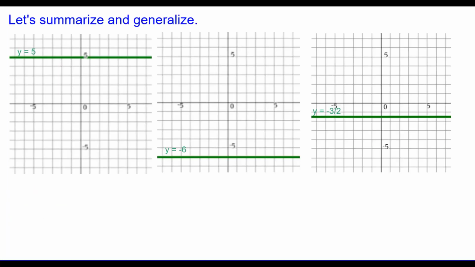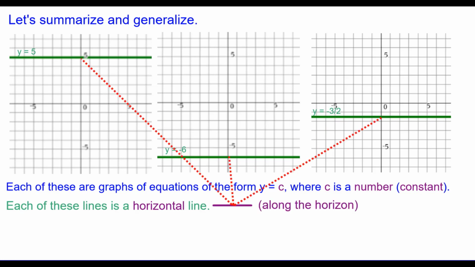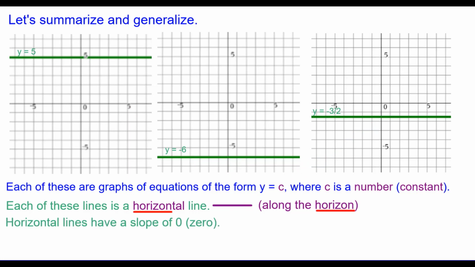So let's now summarize and generalize. Each of these graphs are graphs of equations of the form y equals c, where c is some constant. Each of these lines is a horizontal line. And horizontal lines do have a slope of 0.